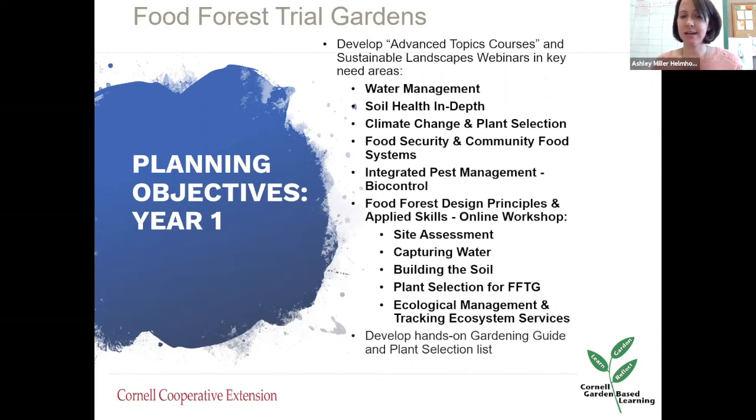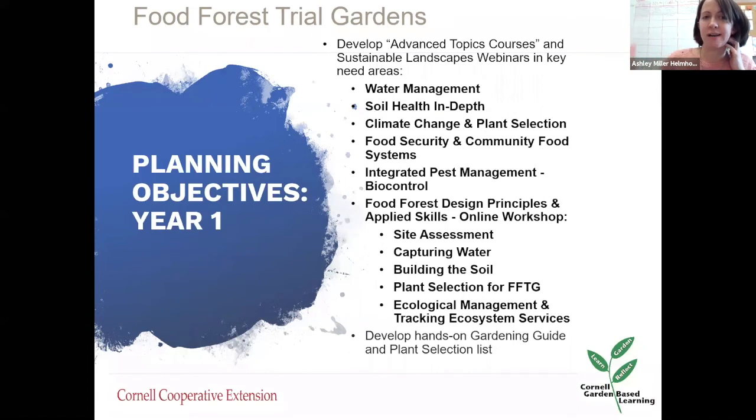And then of course the design principles behind how to really apply these skills in a food forest trial garden, which is a demonstration garden. Master gardeners across the state understand this, and this is a concept that many Cornell Cooperative Extension offices, even here in Tompkins, have, a great demonstration garden area where you can learn about a lot of different gardening techniques. So this is building on, whereas Seed to Supper is beginning gardening, this is taking it to the next level with more advanced training for these master gardener volunteers.